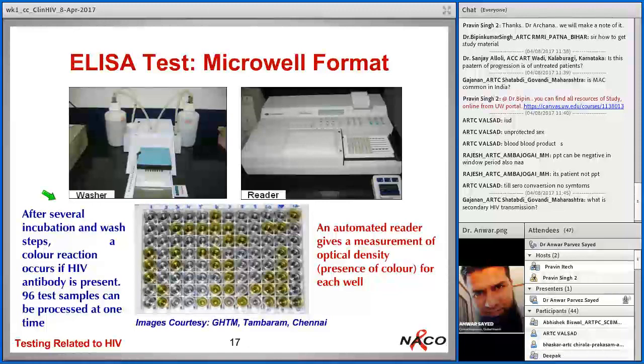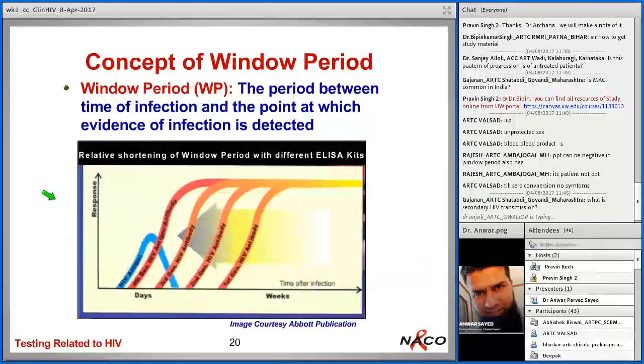There are certain new tests also in the market, like OraQuake or oral tests, where you collect swabs from the mucous membranes, and then you can do testing at home also, but they are not very well encouraged here at present. But in high prevalence countries, it is being used. But those are again screening tests. Whatever the result, it has to be confirmed in the laboratory after that.